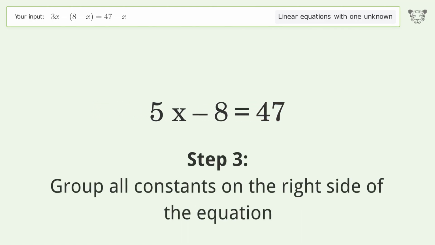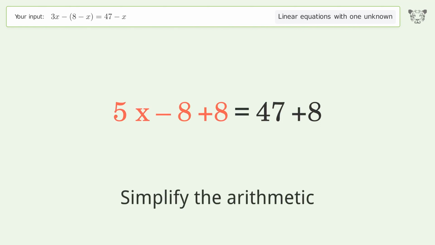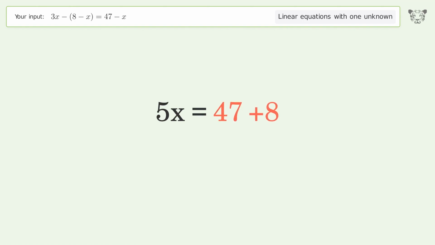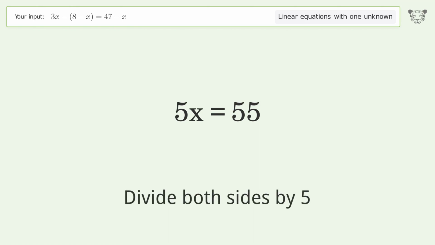Group all constants on the right side of the equation. Add 8 to both sides. Simplify the arithmetic. Isolate the x. Divide both sides by 5.